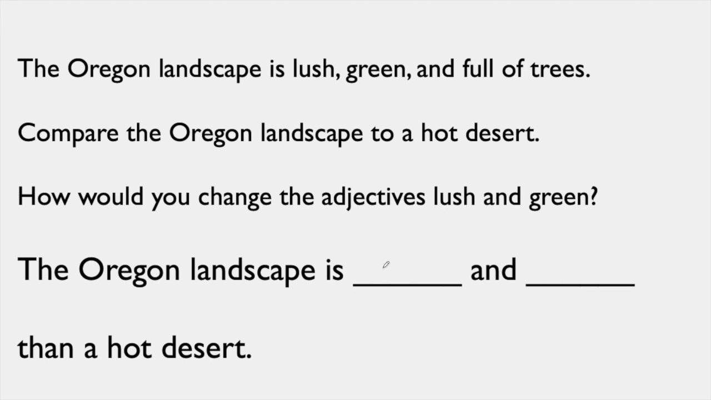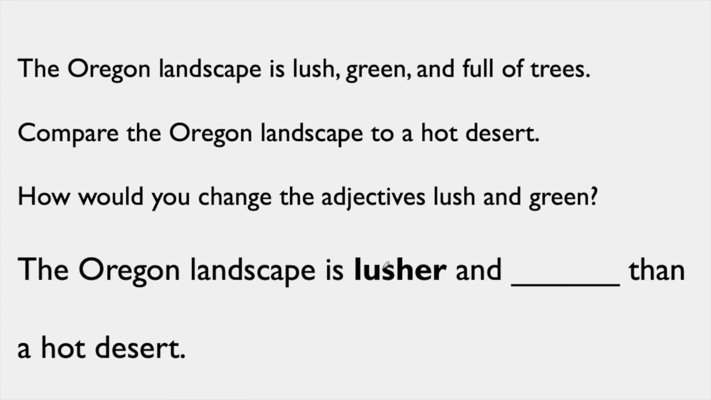If we're comparing two nouns and our adjective is lush, then we have to add er, and it would be lusher. And if we have the adjective green and we're comparing two different nouns, we have to add er to the end, and it would be greener. So we have lusher and greener. The Oregon landscape is lusher and greener than a hot desert.